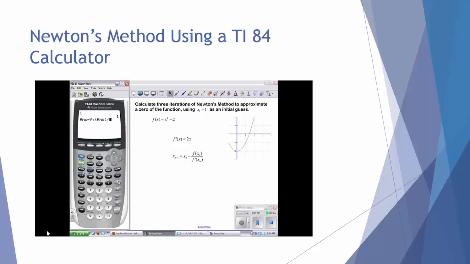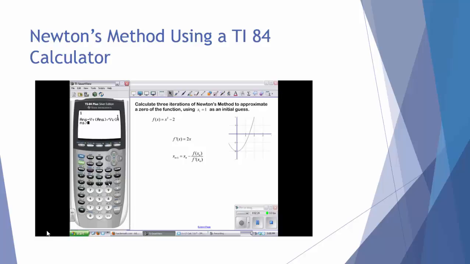So again, you're going to hit your variable button, go over to your y variables, select function, and select your y sub 2. So now we're dividing that by the second function, and in that function we need to tell it what to input as well, and in this case we still want to input that previous answer. And now when I hit enter, it's going to give me my next iteration of Newton's method.